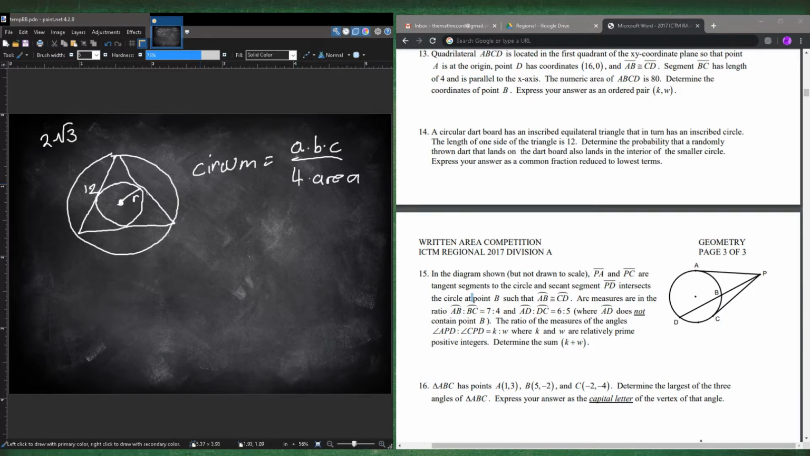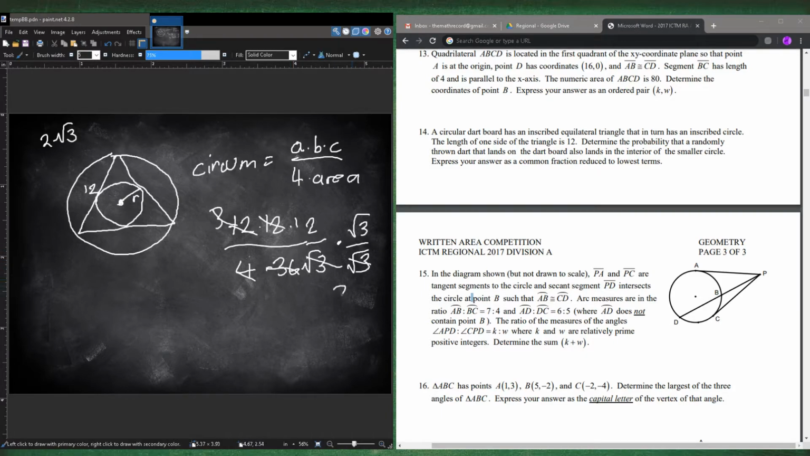So the three side lengths of the triangle are 12, 12, and 12, right? Because they're all the same. So 12 times 12 times 12, divided by 4 times the area. The area is what we already got, which is 36 square root 3, because we just got it a few seconds ago. So 12 divided by 4 is 3. 3 times this 12, that's 36. Cancel out this 36. And then we just need to multiply by square root 3 over 3, right?